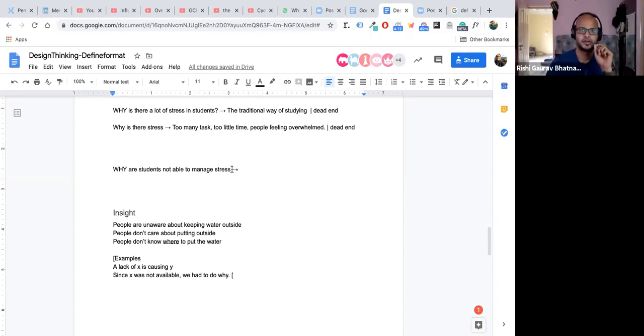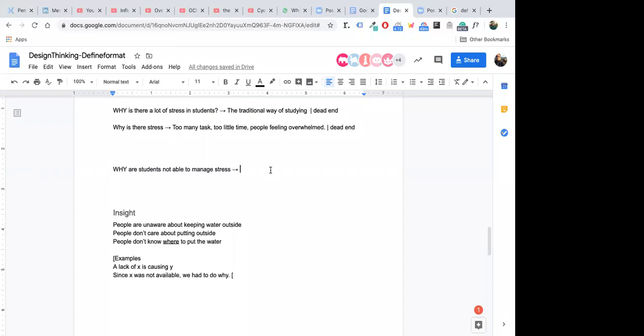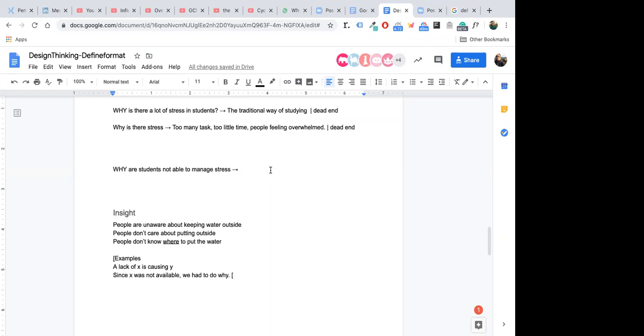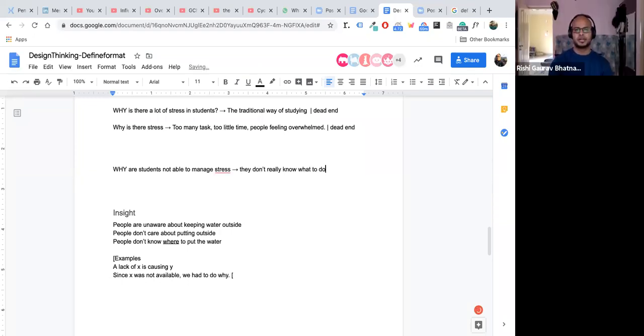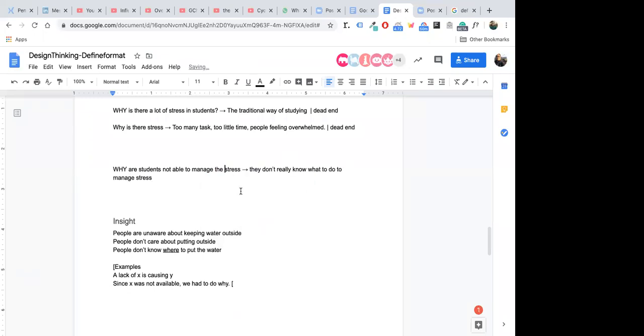Right? Okay, Deepika, do you want to take a dig at this? Why are students not able to manage stress? They don't know how. Then again, it is the same thing. No, no, go on. First, give the answer. Let me do the feedback loop on that. Okay, so in that factor, they don't know what to do next. They don't really know what to do to manage stress. Okay. What were you saying in this? So I was saying the question is also the same. Why are students not able to manage this?